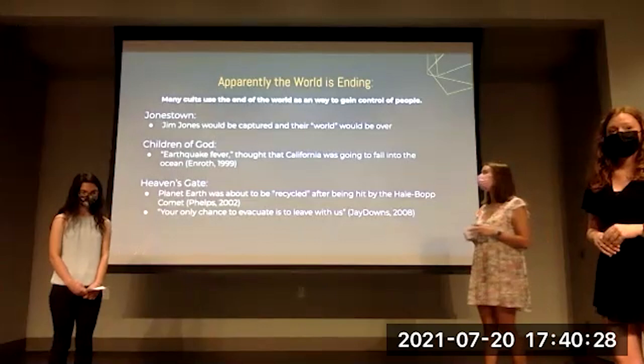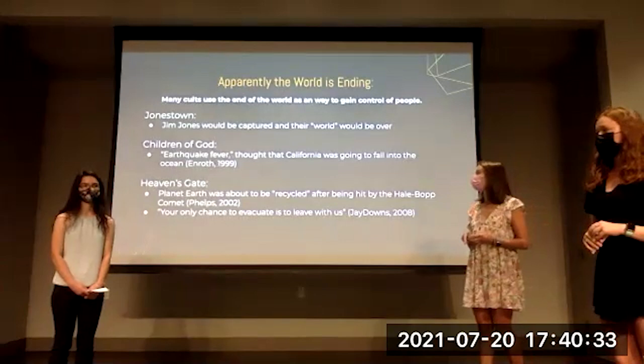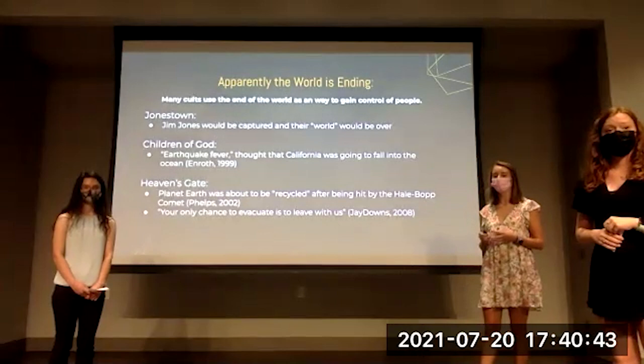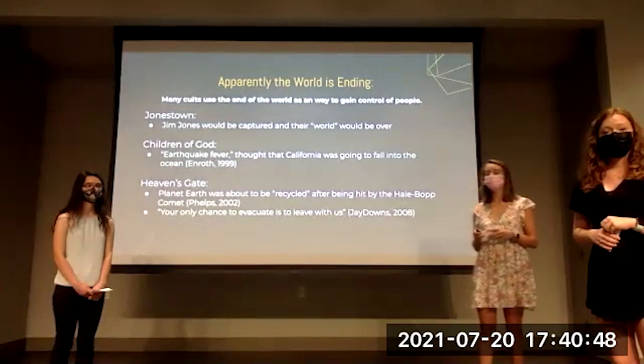So the first example of this would be Jonestown. Jim Jones was under investigation and was close to being arrested. The members feared that their world would be over. The Children of God believed in earthquake fever. They thought a massive earthquake would hit California and it would fall into the ocean. They also believed in the Christmas monster comet and thought that would also come to destroy Earth.